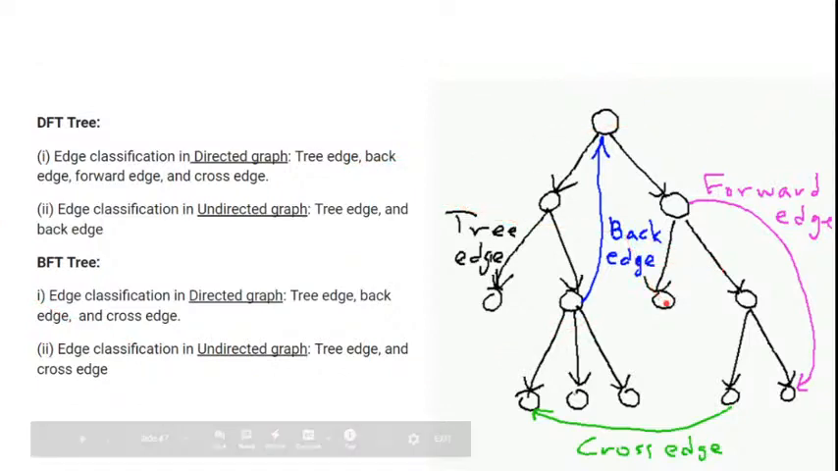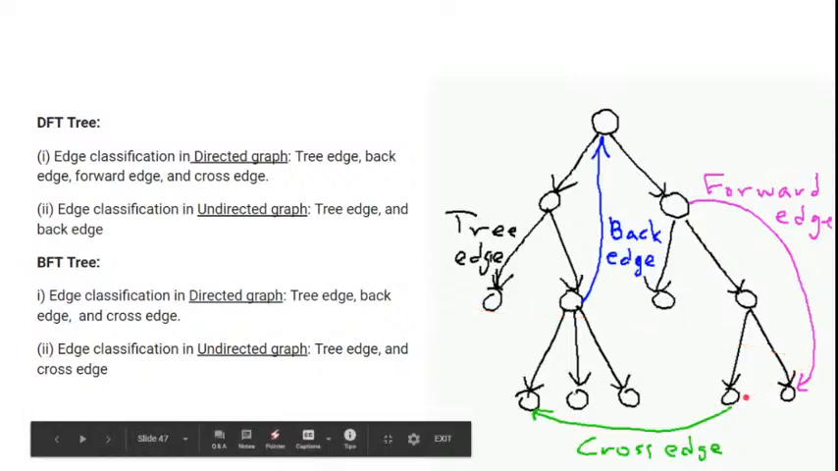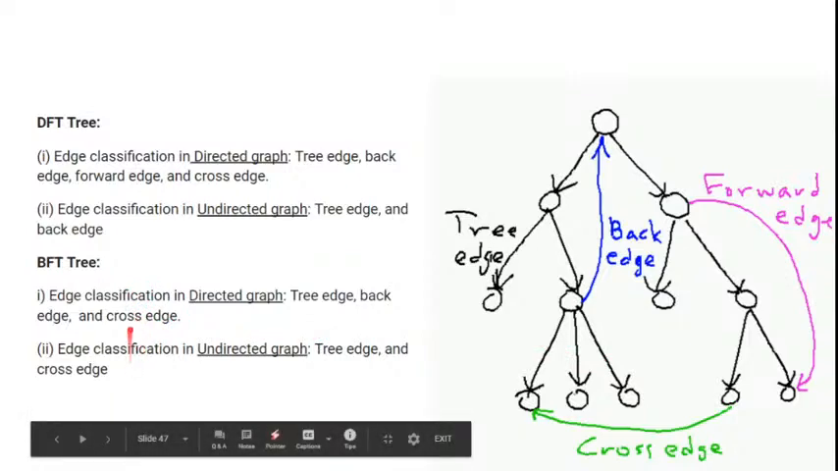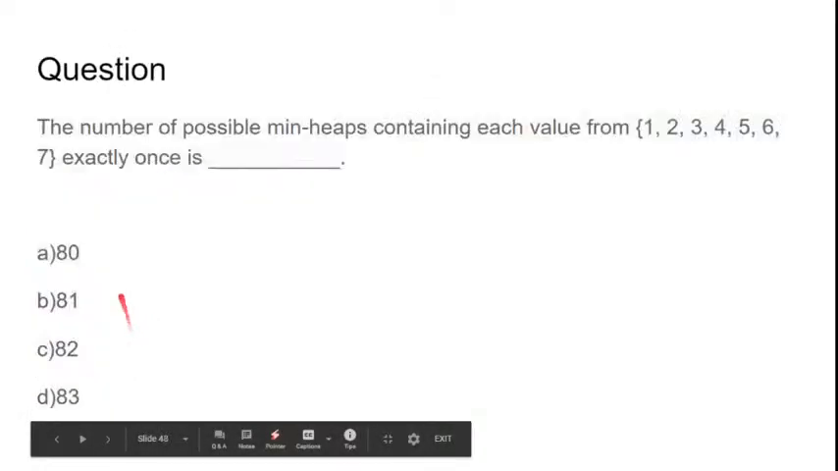Okay, for depth first search on an undirected graph, there is no cross edge, but for the breadth first search tree, there is a cross edge for the undirected graph. For both directed and undirected graphs, we have the cross edge.